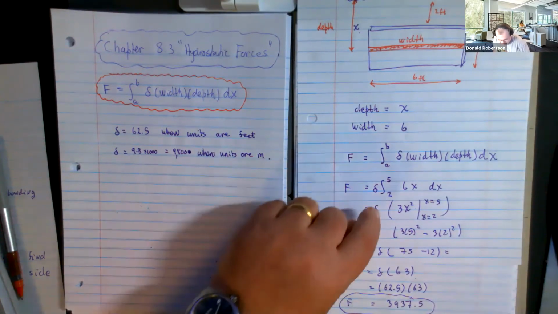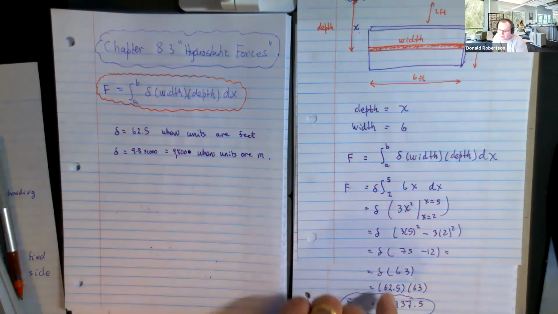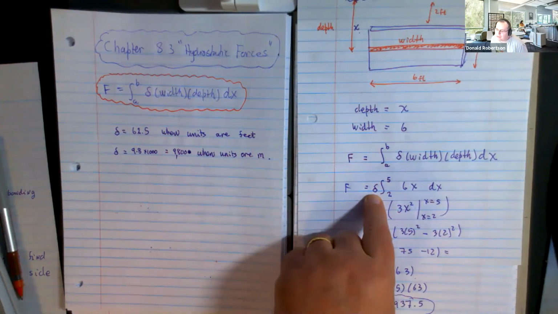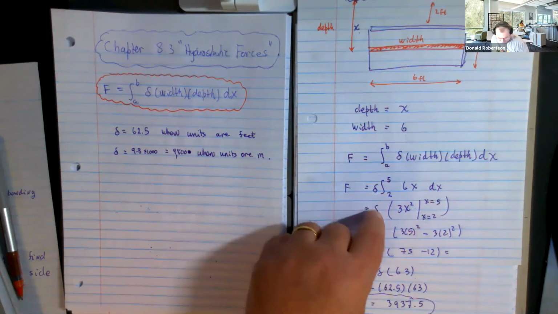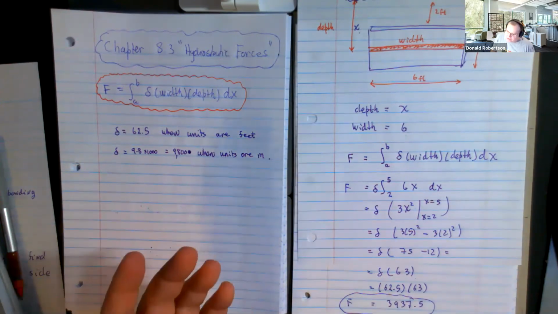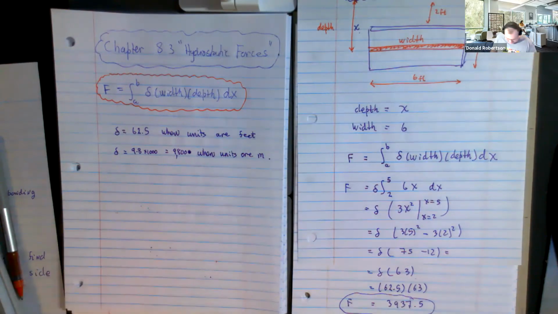Have you noticed that I've just kept this thing as delta until the end? Now, I could have turned it into 62.5 here. And do you know the only effect would be to make it really ugly and messy with numbers? So if you keep it as a placeholder, and then once you've sorted out this number, you can then turn it into 9,800 or 62.5, you know, whatever it is, if it was metric or if it's feet. And you're done.